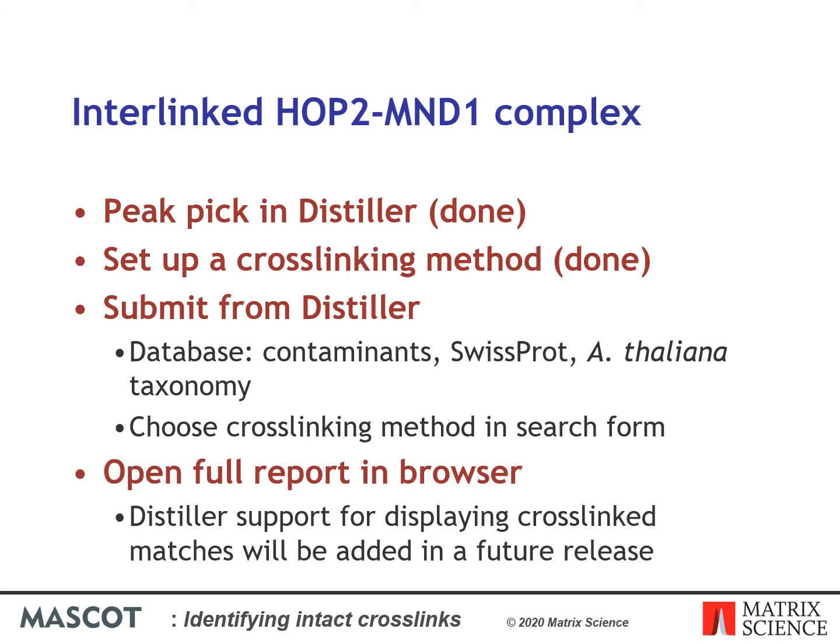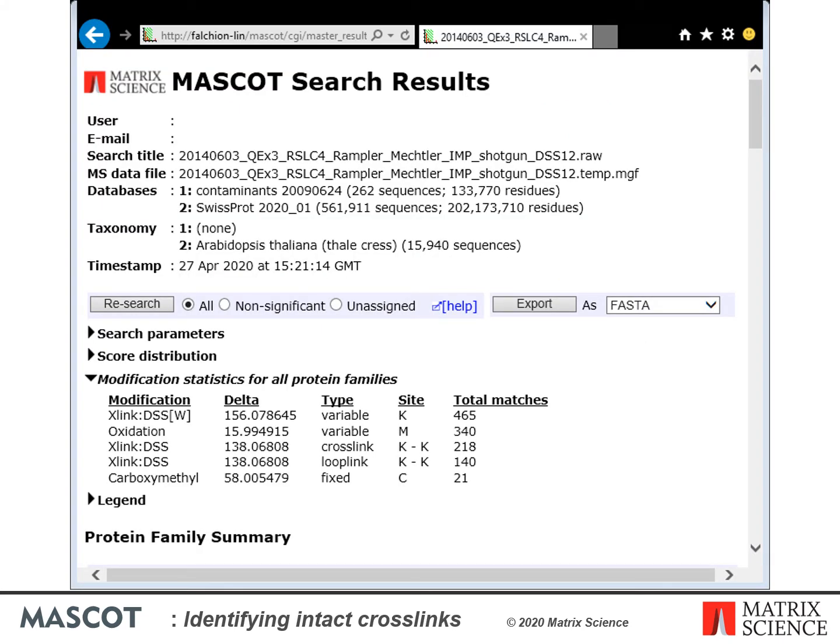Once the search finishes, choose to open the full report in the browser. At the moment, Distiller can only display linear peptides. Support for cross-linked matches will be added in a future release. The protein family summary report has been extended to display cross-linked search results.